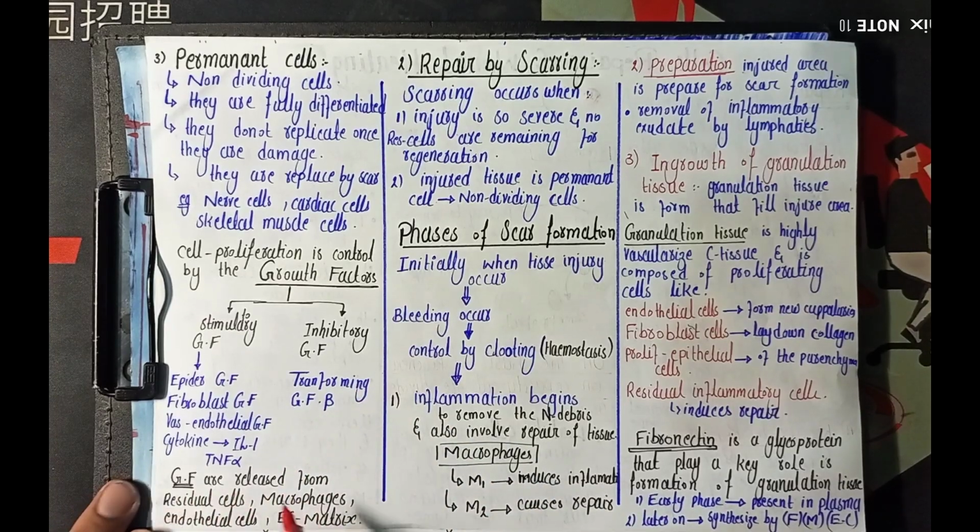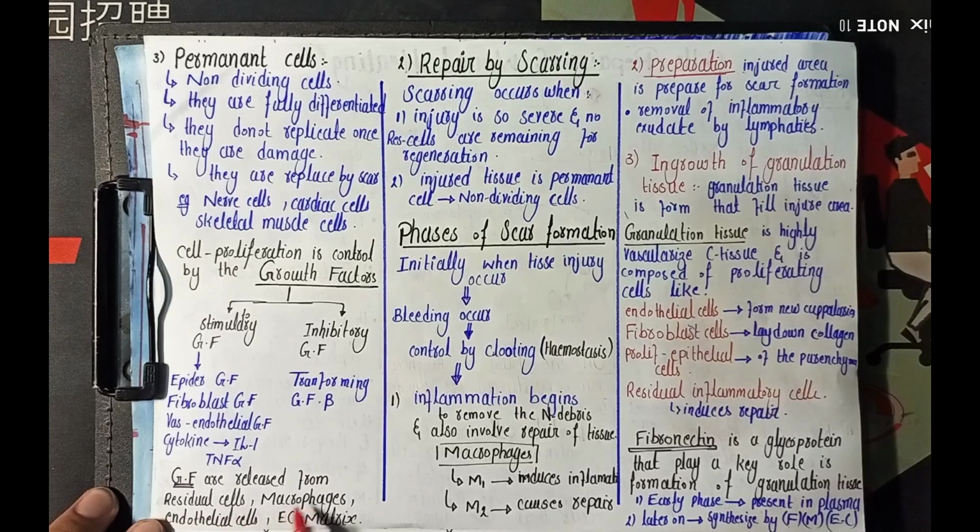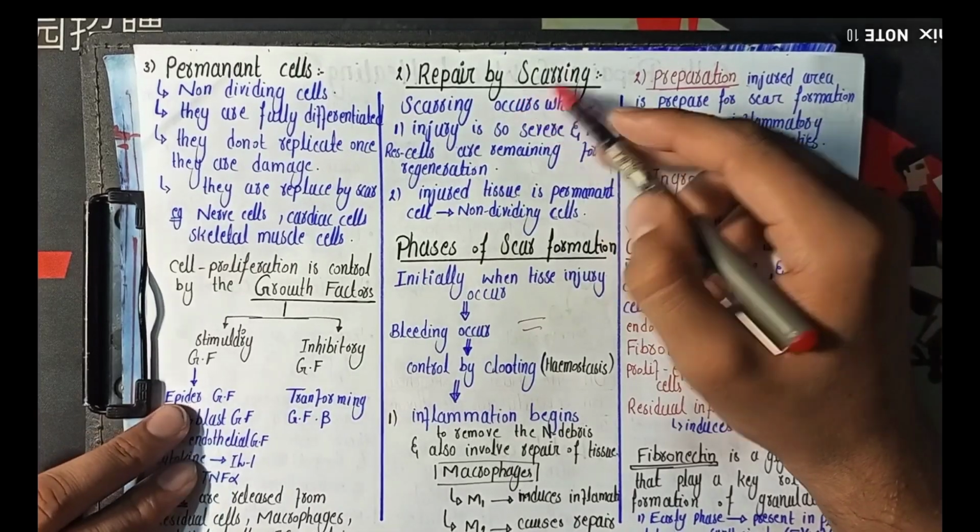And these growth factors are released either from the residual undamaged cells or from the macrophages, the endothelial cells, and the extracellular matrix. दूसरा हमारे साथ है the repair by the scarring.